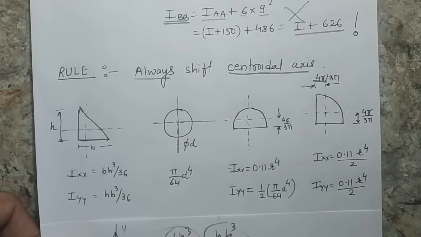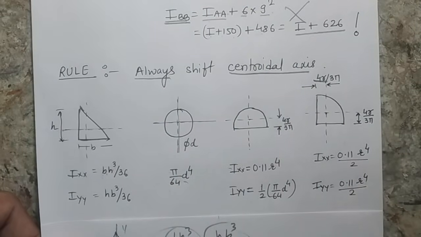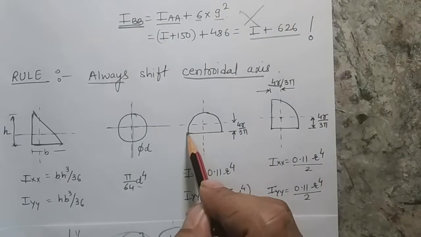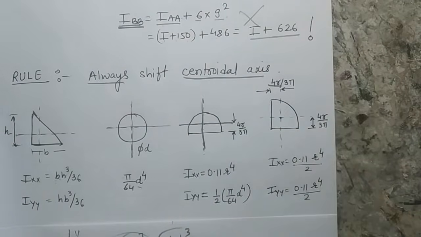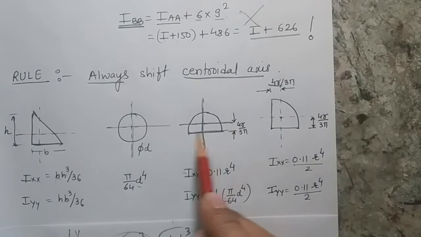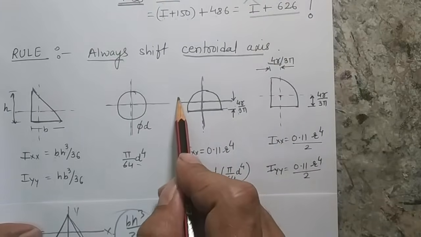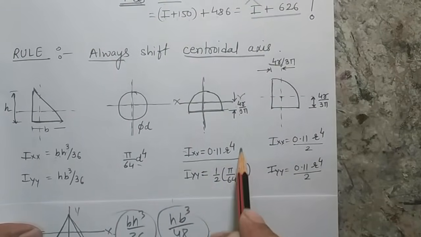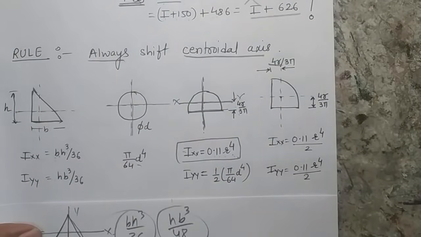In case of a circular body, the moment of area about any of the axes passing through the center, the centroidal axes, is defined by pi by 64 d to the power 4, where d is the diameter. A semicircle has these two centroidal axes. One of the centroidal axes, which is parallel to the diameter, is 4r by 3 pi distance away, and for this x-axis the moment of area is defined by 0.11 r to the power 4. I request students to please remember this formula, because you are not going to derive it.